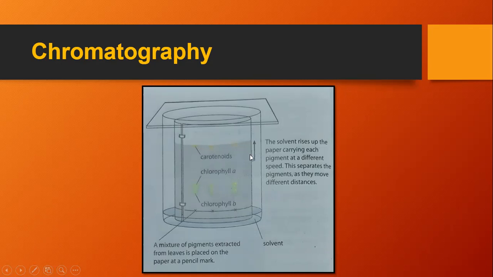So with this, we end today's lesson. Inshallah, on Friday, we will be discussing the C4 plants. How can we grow plants in protected environments like glass houses or greenhouses? And then how we can investigate the rate of photosynthesis using an aquatic plant.